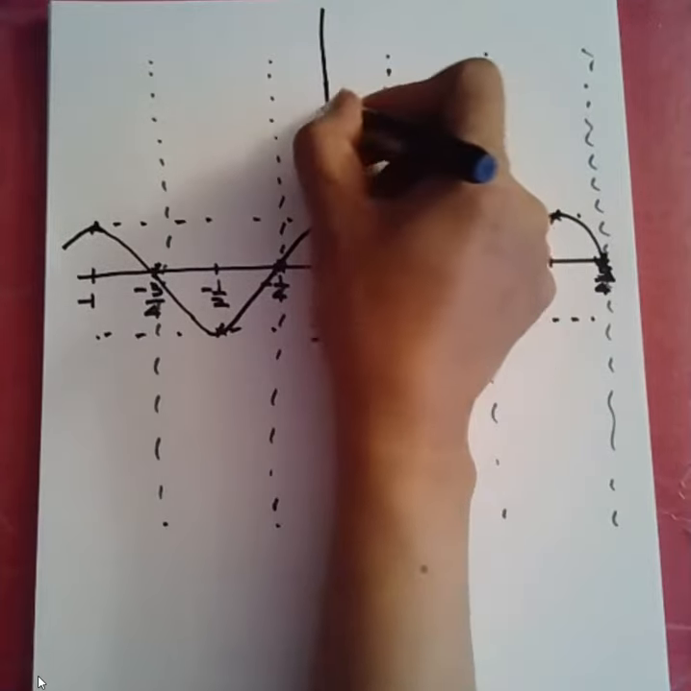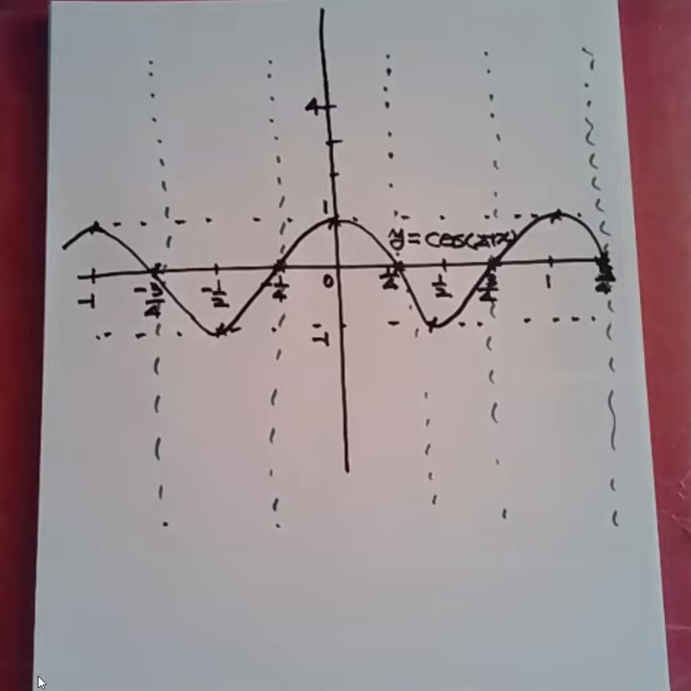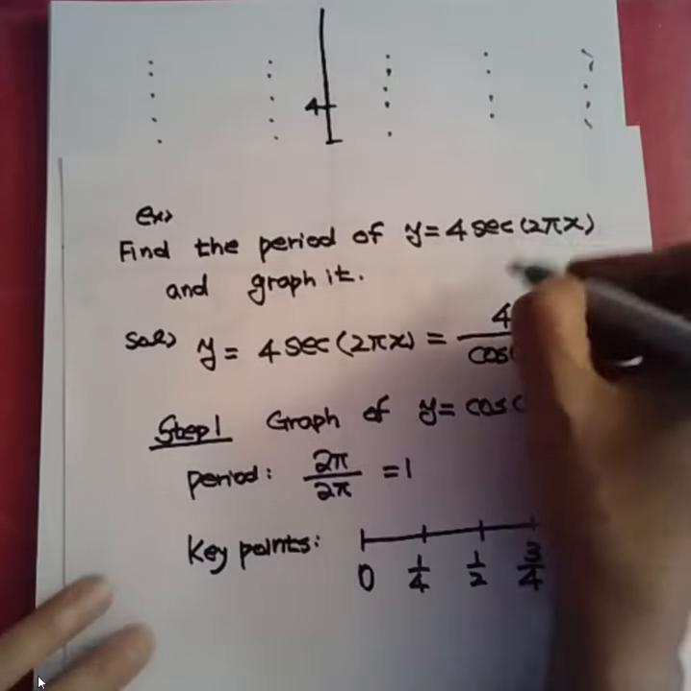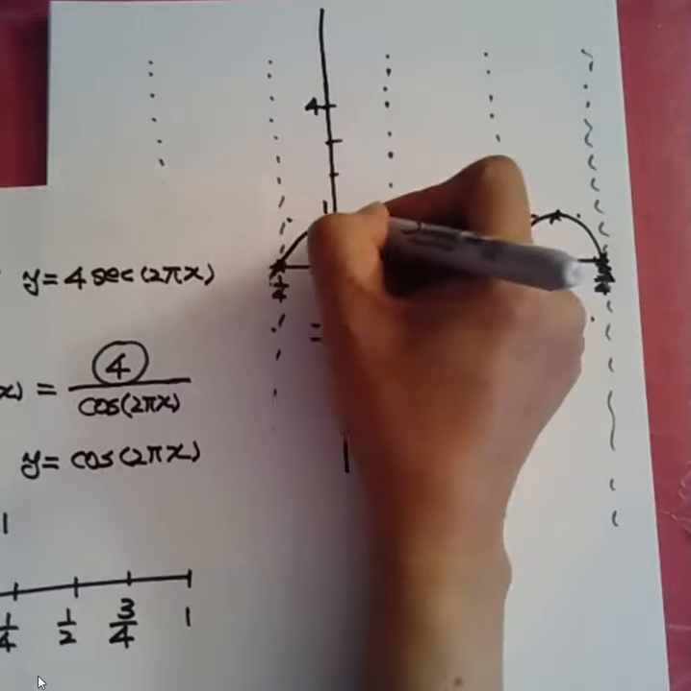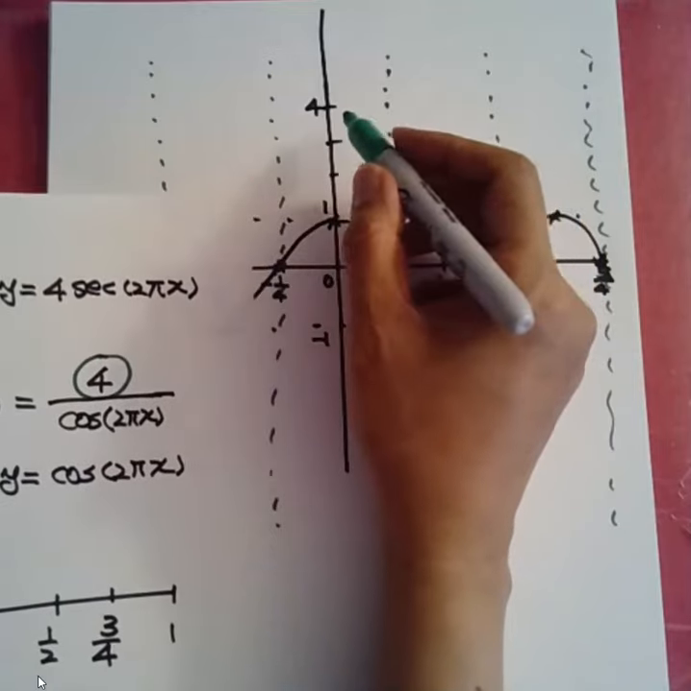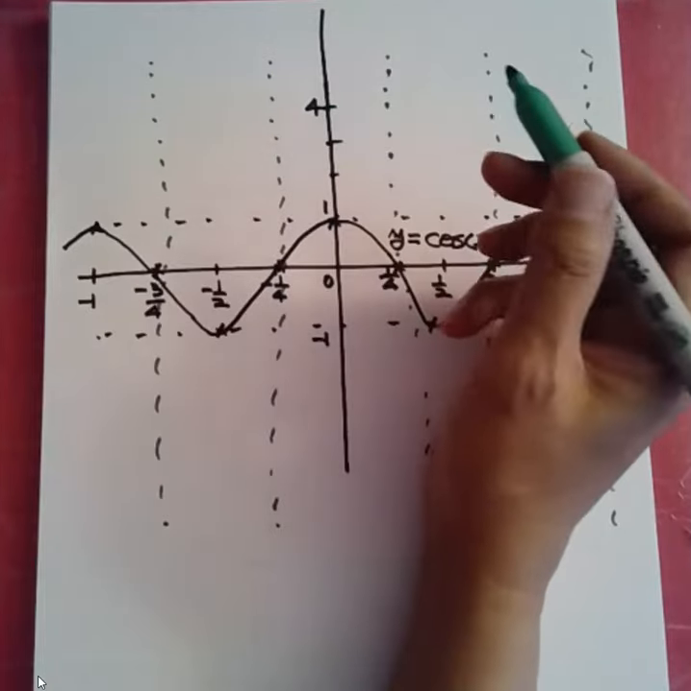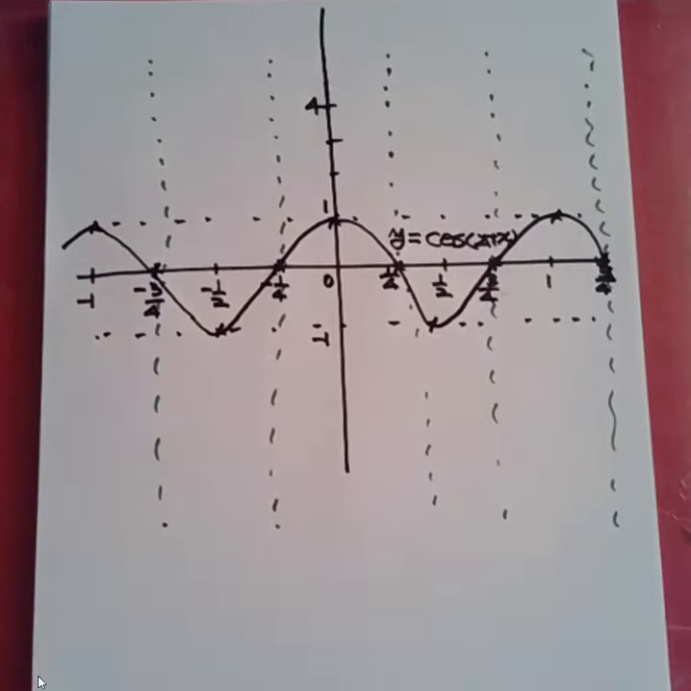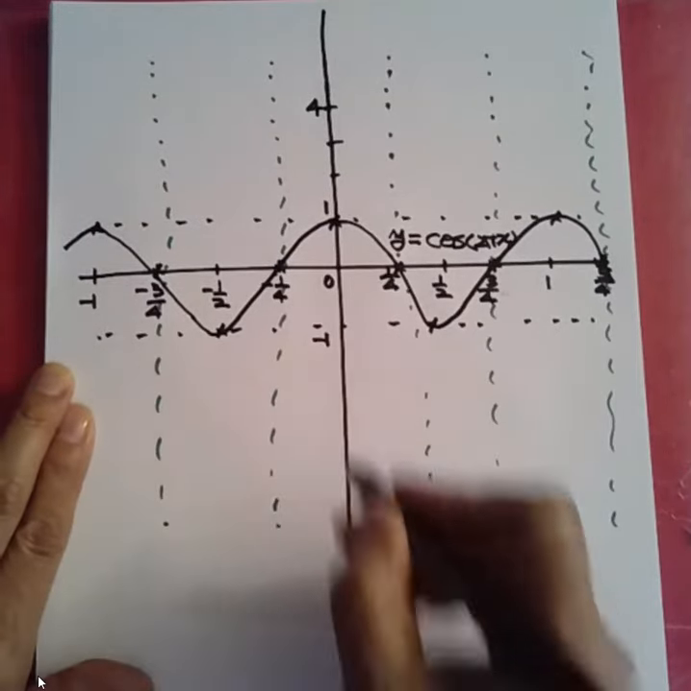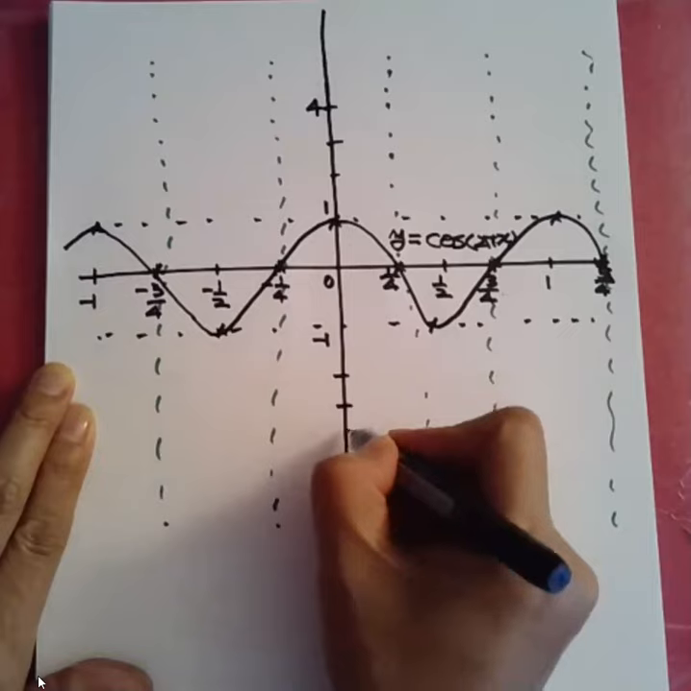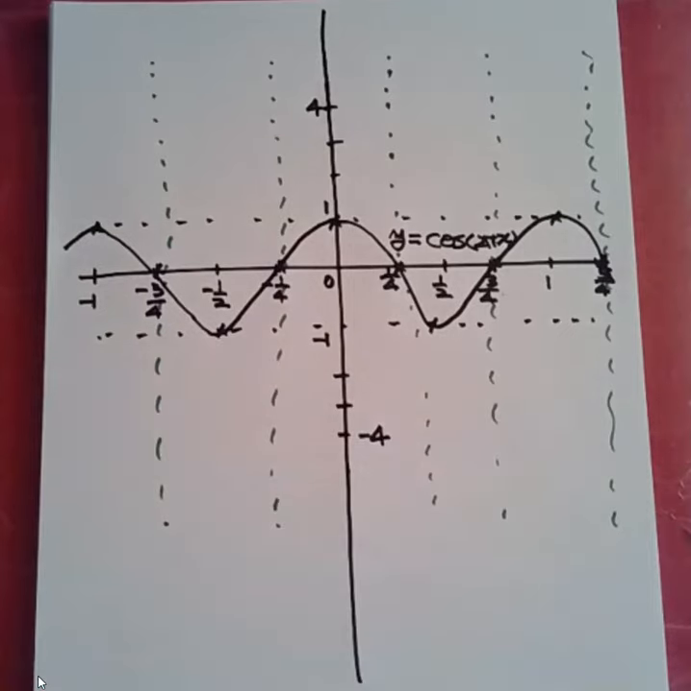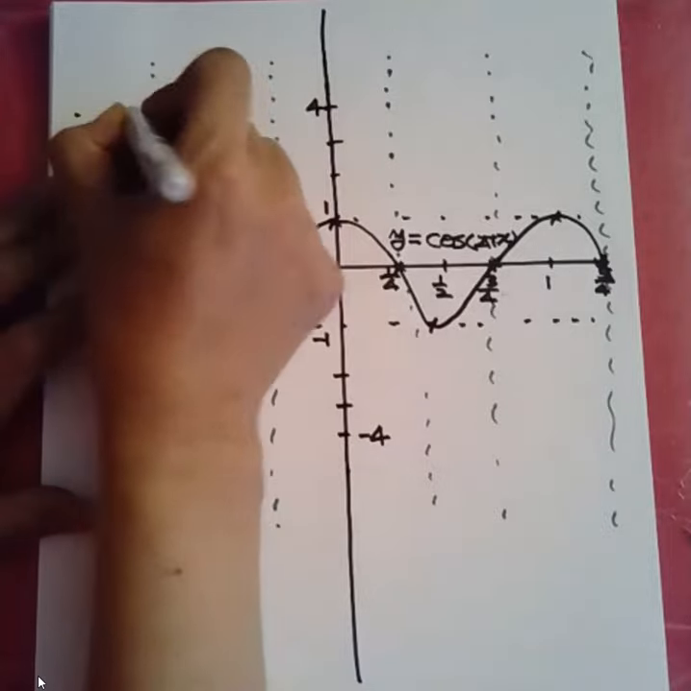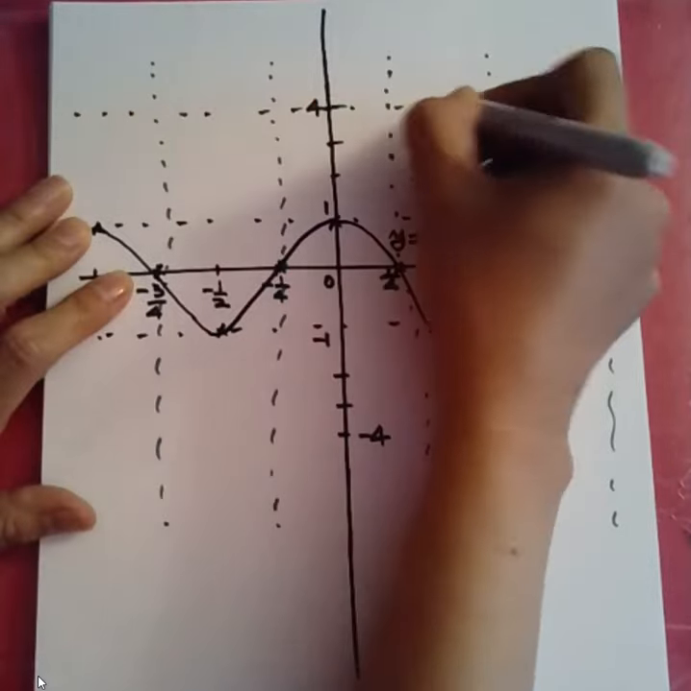Two, three, 4. What you have to be careful about is there is a multiplication by 4. So 1 times 4 will become 4. So this time, local minimum will become 4 and local maximum will become -4.